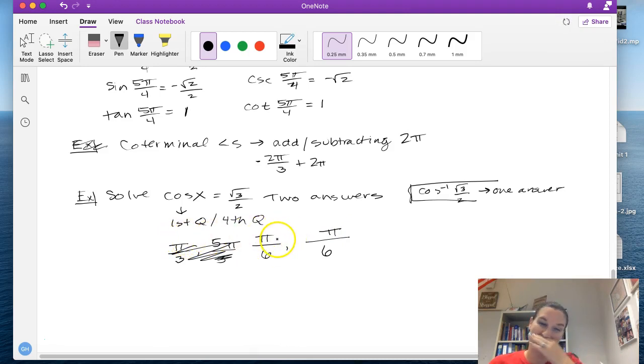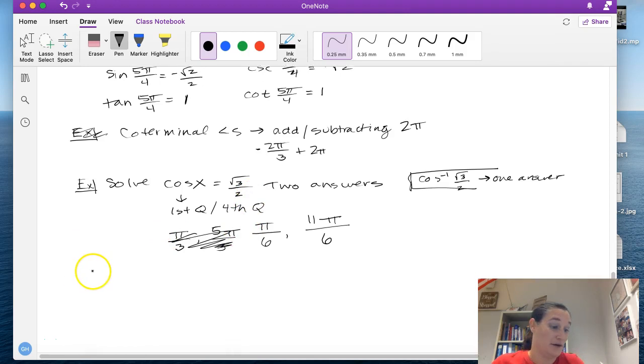Fourth quadrant, you want something that's not quite 2 pi, and when you have a denominator of 6, 2 pi is 12/6. So we want 11/6. I had the quadrants right, just not the angle. There we go. So cosine is x. X is bigger than y for 30 degrees, not 60 degrees. There we go. Okay, I apologize.